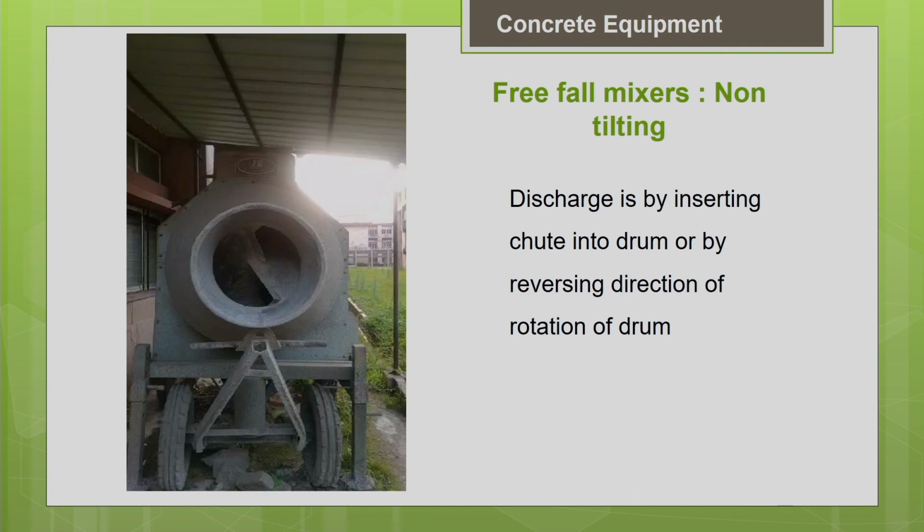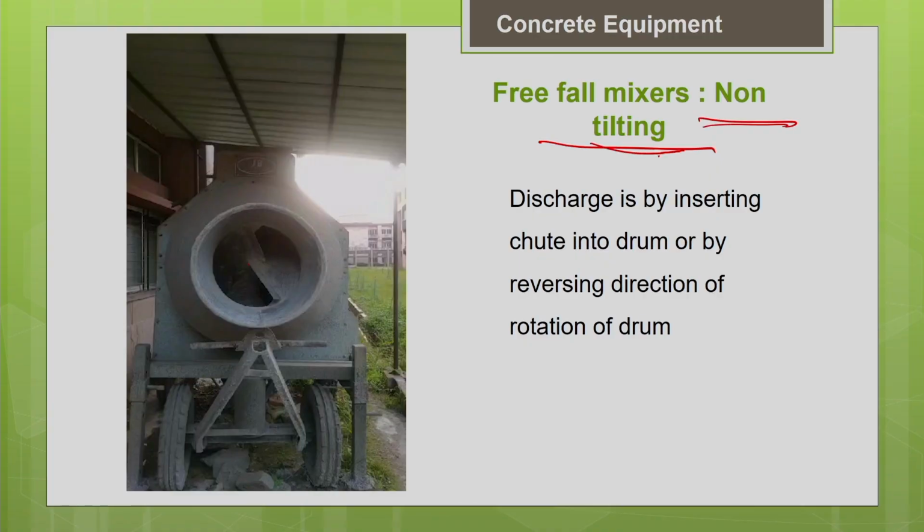You can discharge the concrete out by inserting a chute into the opening. Generally, for non-tilting mixers, you can see that the cycle time will be more, because discharging time is more. In tilting type, you can immediately discharge the concrete, and the time duration needed is less, but here the time duration needed for discharging will be more. That is why the cycle time will be more and the productivity of these mixers will be relatively less when compared to tilting type.